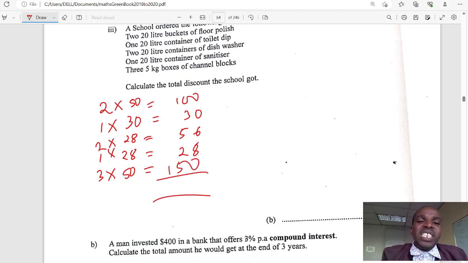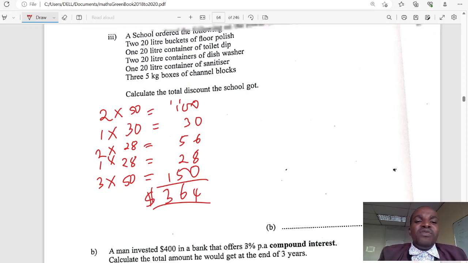Then if you add everything here, you get 6 plus 8 is 14. 4 carry 1. Then 3 plus 1 is 4, 9. 9 plus 2 is 11, 16. Carry 1. Then it will be 364. Right, $364. That's the total before the discount.